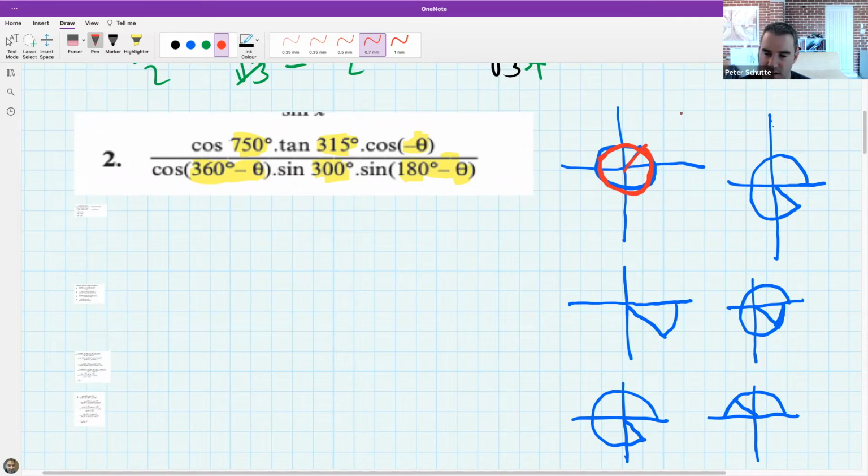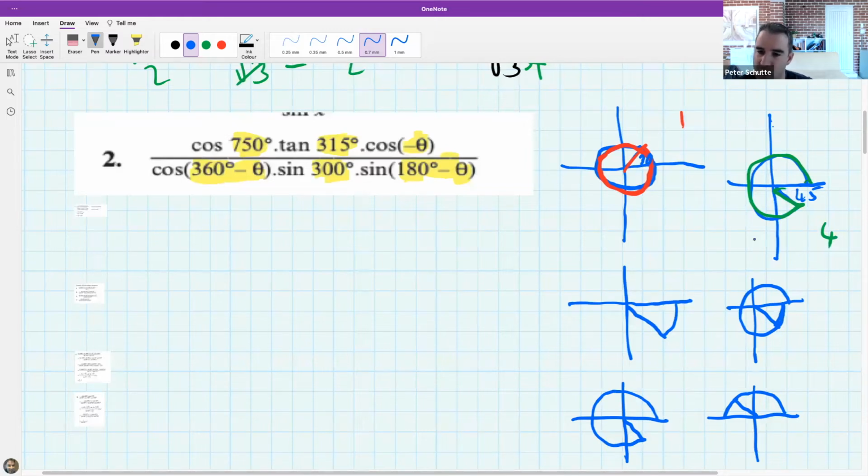So the trick is that this first cos of 750 is in quadrant number 1, whereas the tan of 315, which is this one over here, the second one, is going to be in quadrant number 4. In this case, 30 is going to be important. In this case, 45 is going to be important. So I hope that helps you along the way.